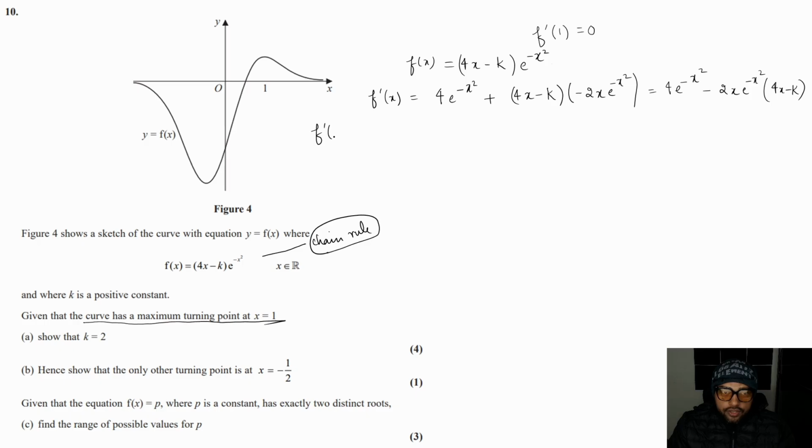Now f prime of 1 will be equal to 0 because we have discussed this is one of the critical points. So we'll plug in the value here. We'll get 4 e raised to the power negative 1 plus 4 minus k times 2. Okay, sorry students, here we'll get negative, because we have already written here 2 e raised to the power negative 1, that will be equal to 0. On further solving it, what will we get?